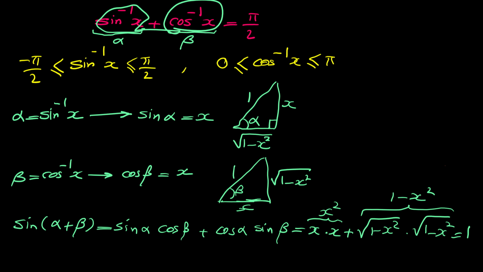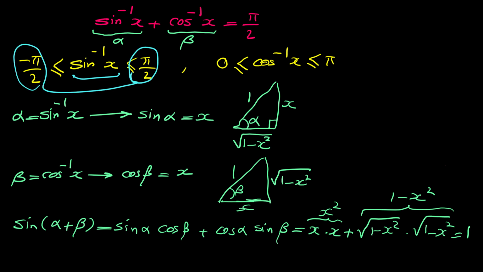Please pay attention. This is an important part of the proof. And if you miss this part, your proof is not complete. Your proof is not perfect. You have missed something. Please pay attention. We know that angle alpha, which is sine inverse of x, is between negative pi over 2 and pi over 2.